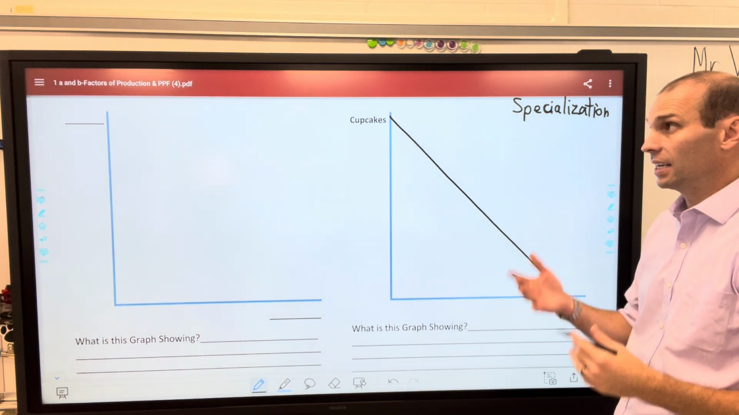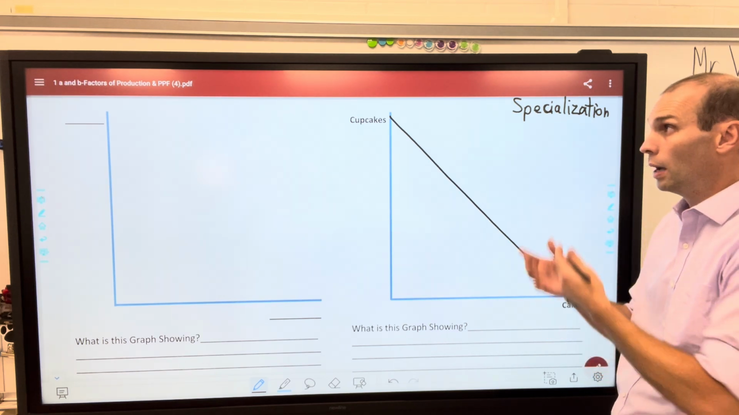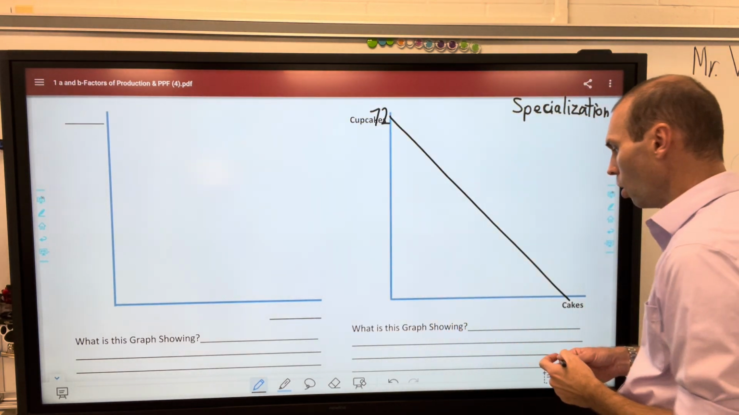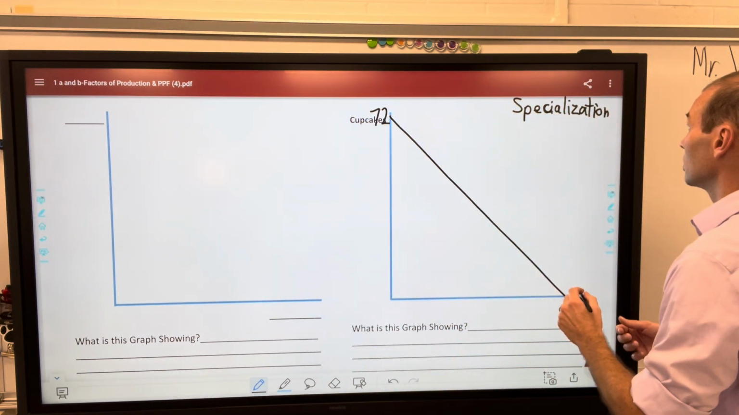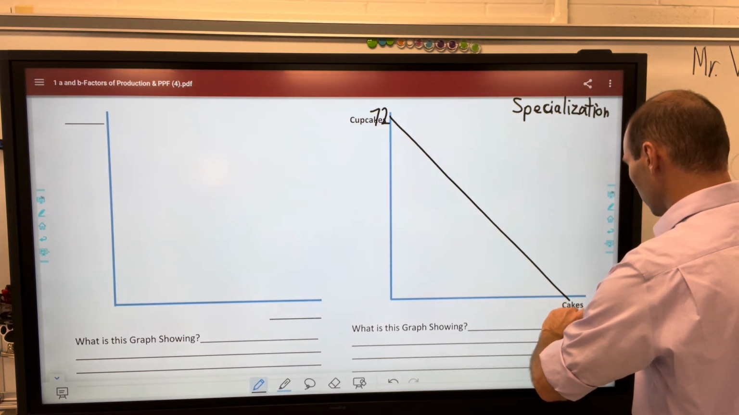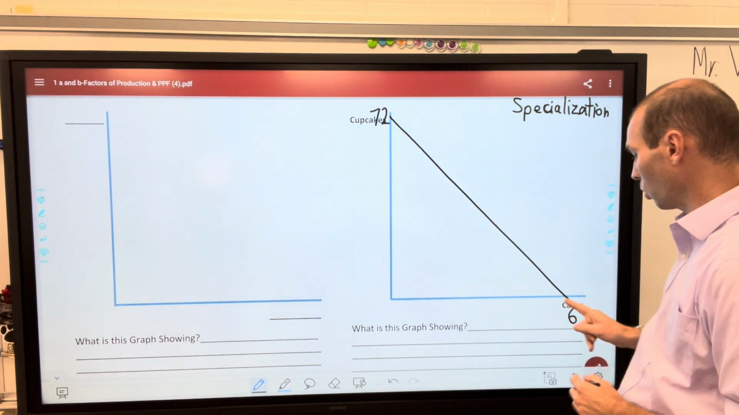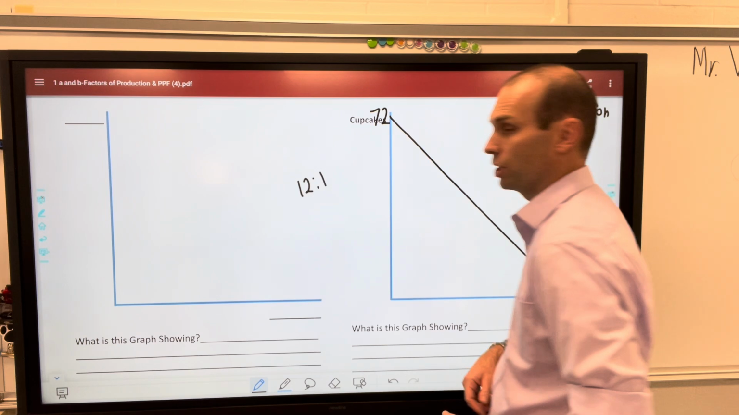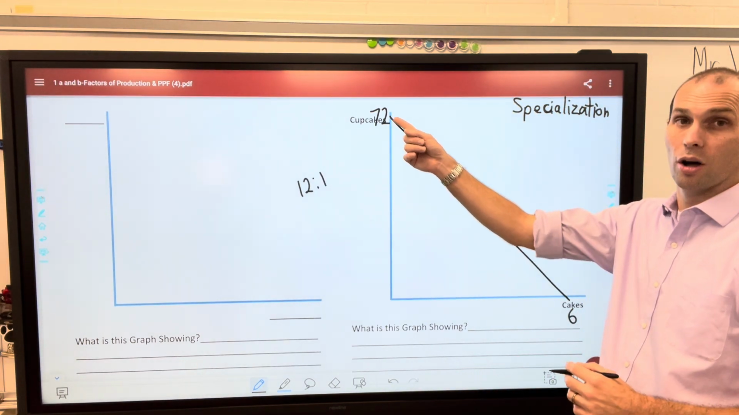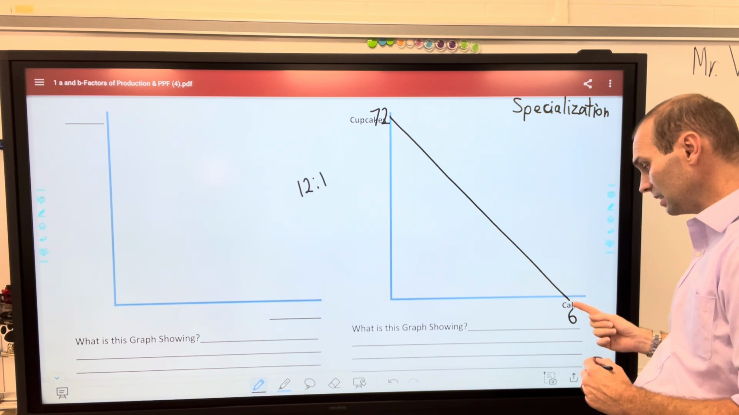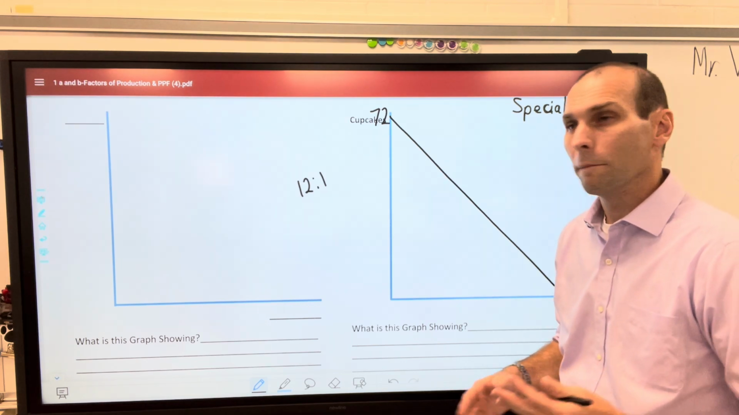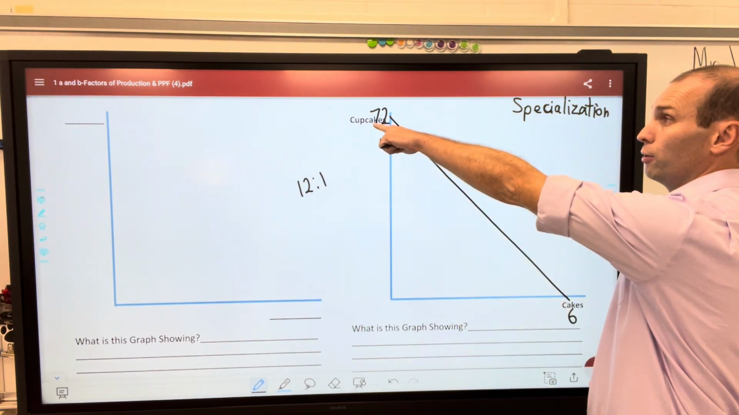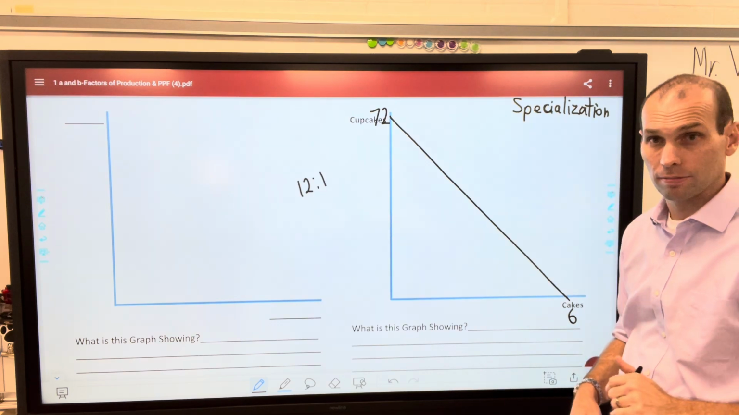Because if we put all our resources into making cupcakes, we could have 72 cupcakes, or we could have 6 cakes. So 72 cupcakes or 6 cakes. And it would be essentially a 12-to-1 ratio. But it would be a 12-to-1 ratio on the first, second, third, fourth, fifth, sixth cake. So a straight line means that all the resources are just as good for making one good as the other.